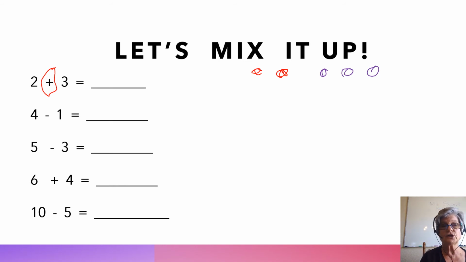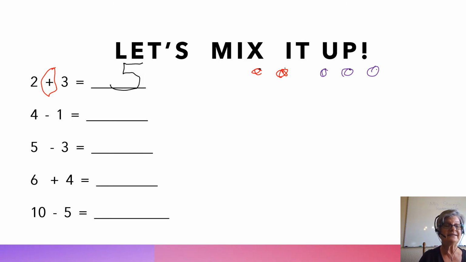2 red circles plus 3 purple circles equals. Equals means and. So now I have to count them all to see how many I have together. Okay? So let's count them. 1, 2, 3, 4, 5. And you should have the number 5. So I'm going to write the number 5. So my number sentence is an addition number sentence. It says 2 plus 3 equals 5.